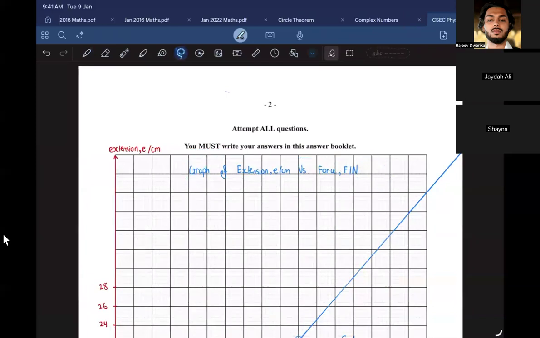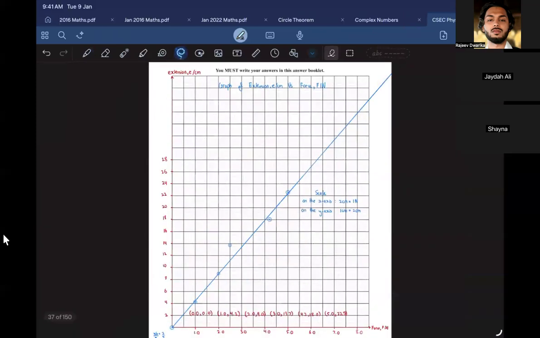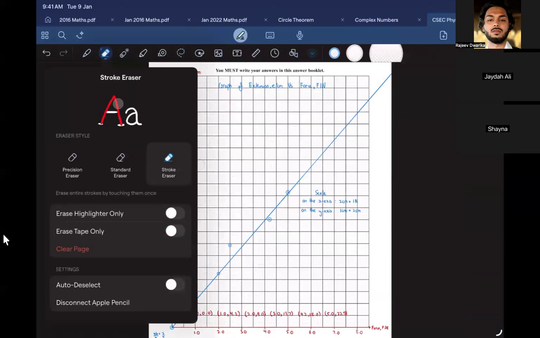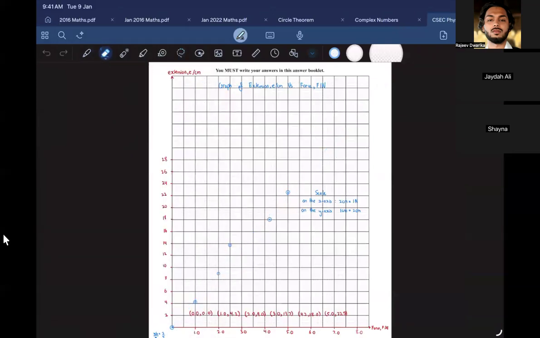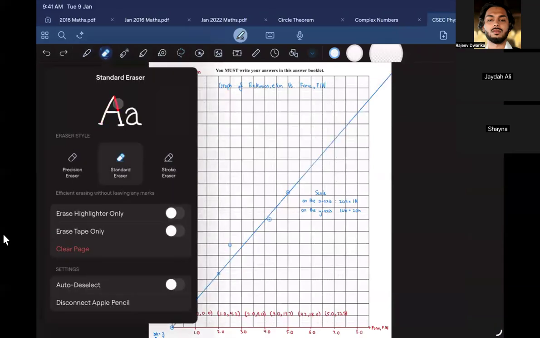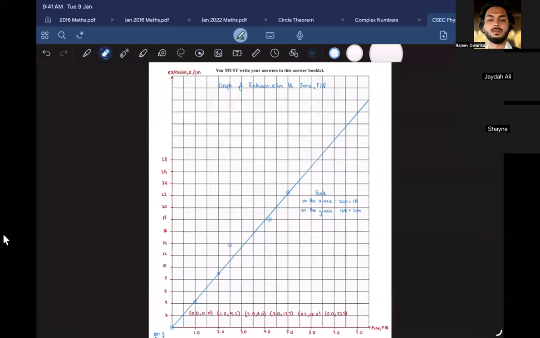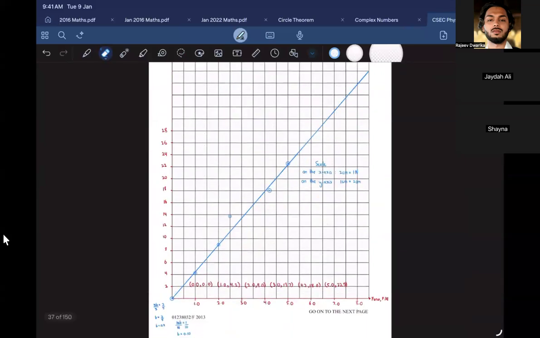I have a question. For the scale, our teachers told us to always use 1 cm equals 0.5 newtons. I think it's preference, but does it really matter? I don't think it does, I think it's just a preference thing for her. Yeah, that's preference.